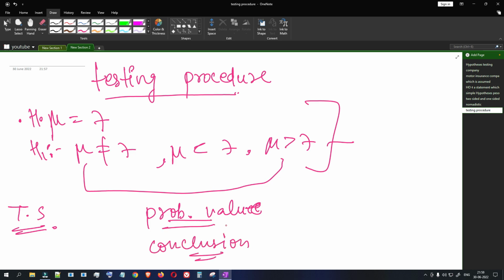The probability value tells us if the test statistic is consistent with H0 or H1. If the probability value says the test statistic is consistent with H0 only, then we would say that we are not rejecting our null hypothesis. And how do we calculate this probability value? What is its role? We will see it now. Alright, so this was the basic.